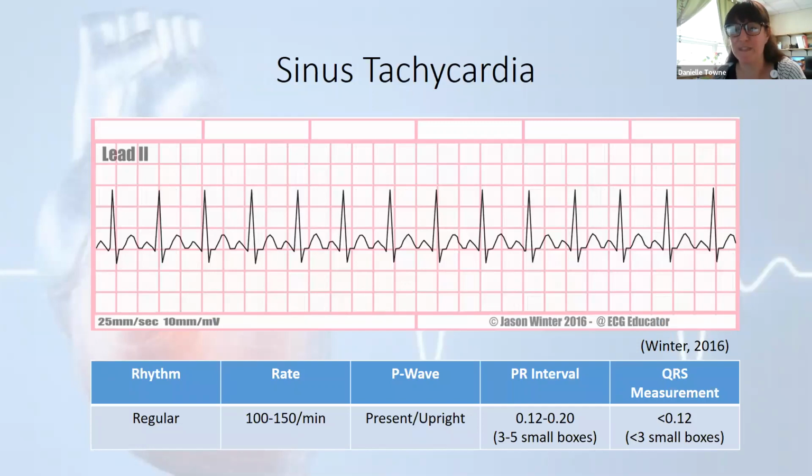Sinus tachycardia. So sinus tachycardia occurs when the SA node fires rapidly at a rate of greater than 100, but less than 150. And we can see here on our screen, we've got a regular rhythm. Heart rate is between 100 and 150. P waves are present and upright. Maybe difficult to see as the rhythm gets faster. It can get buried, so it can be a little bit difficult, but they should be present and upright. PR interval is 0.12 to 0.2 seconds, and a QRS complex is less than 0.12 seconds.